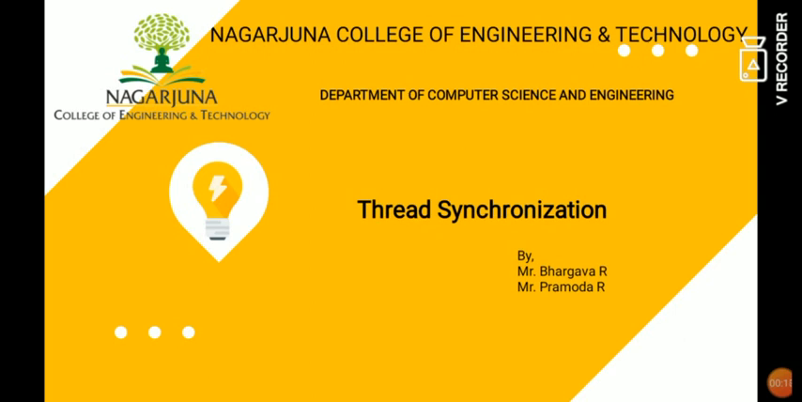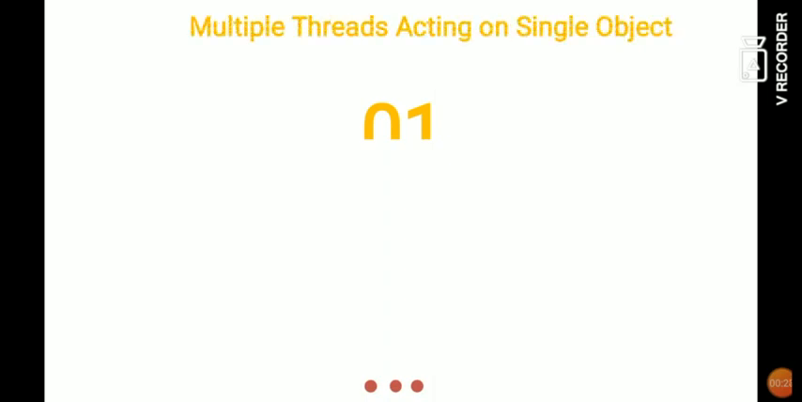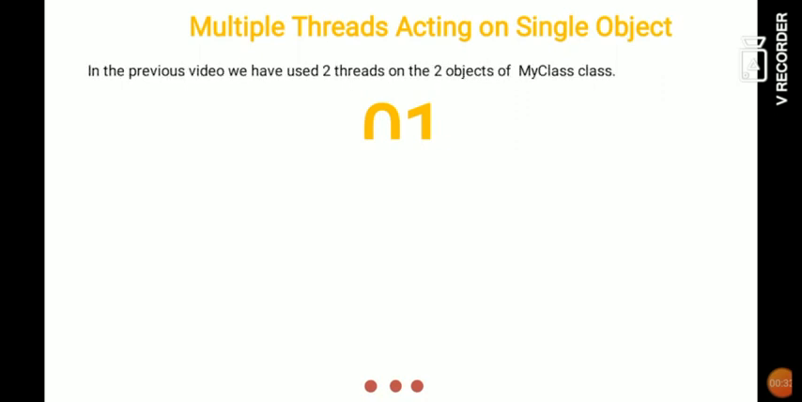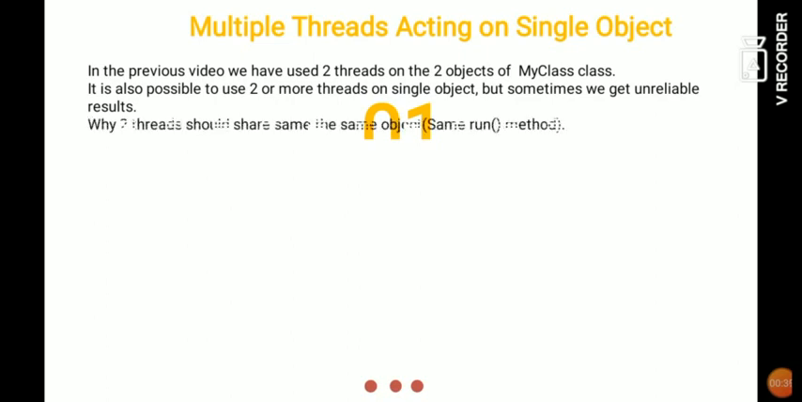In this video, we'll be discussing thread synchronization. Before discussing what thread synchronization is, let us understand why we need it. In the previous video, we discussed two threads acting on two different objects. It is possible for two threads to act on a single object also. So why should two threads act on a single object? We'll be discussing that.